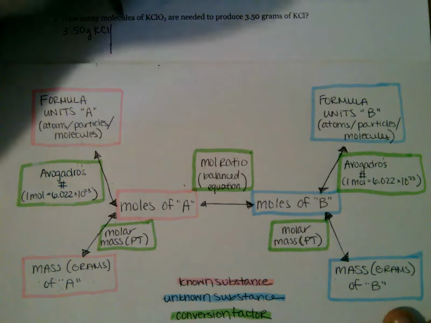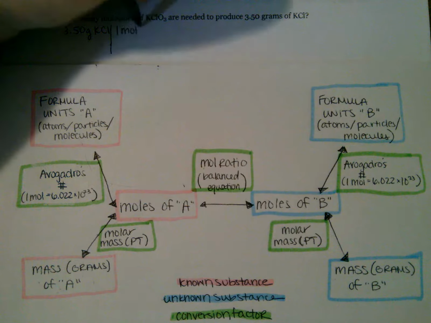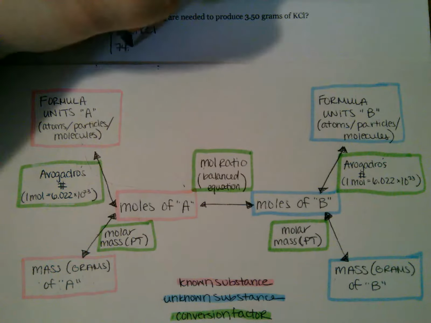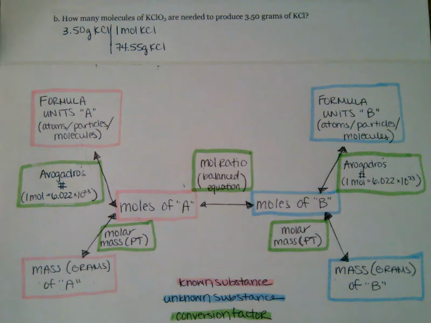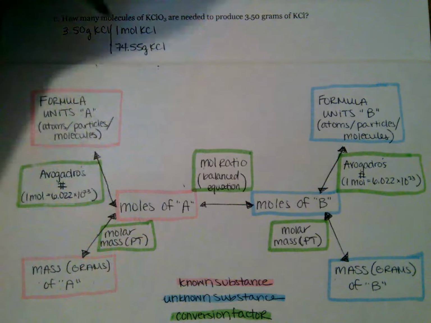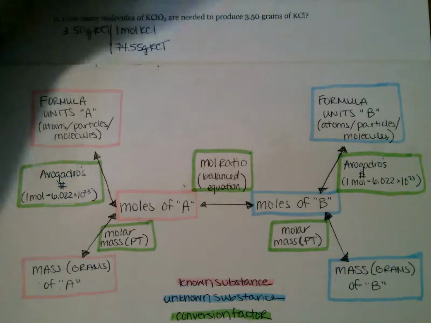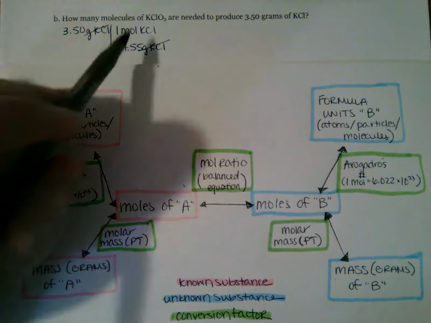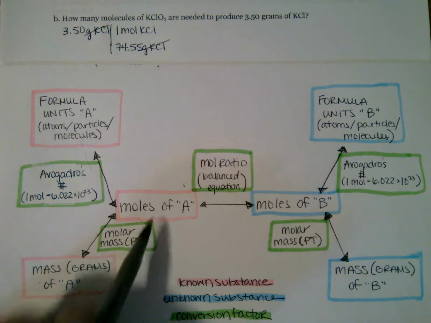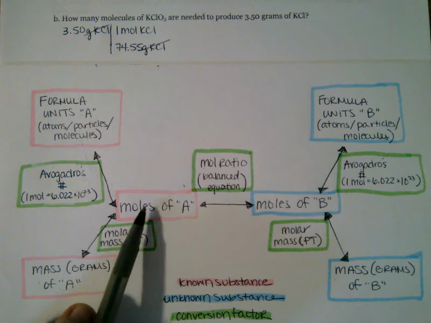Okay, you should find that 1 mole of potassium chloride weighs 74.55 grams. Again, for our molar mass, we needed to have grams on the bottom so that grams of potassium chloride cancels out. And now our unit that we're at is moles of potassium chloride. So all that was a molar mass. You already know how to do that.